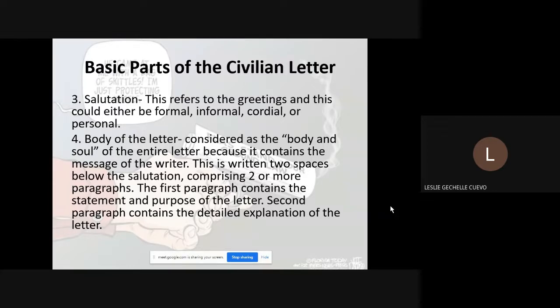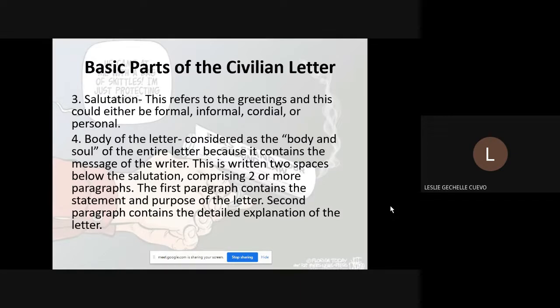Okay. And then, we have the body of the letter, syempre. Considered as the body and soul of the entire letter because it contains the message of the writer. By the way, sa salutation, ilalagay mo doon ay colon after nung dear ma'am or sir. Okay?